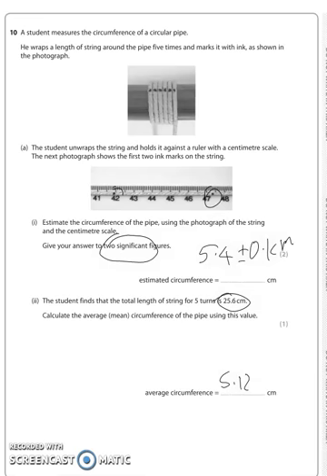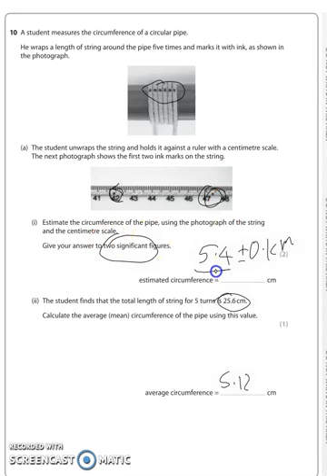Okay, this is June 2016, paper 1. This is question number 10. They're using a length of string with dots on it in order to measure the diameter of this pipe. The student unrolls the string, and then between the first two dots, what they're asking for is to give the circumference of the pipe using the photograph of the string on the centimeter scale.